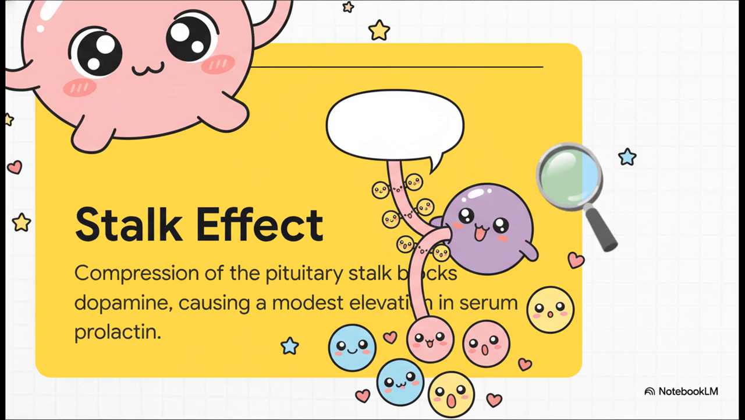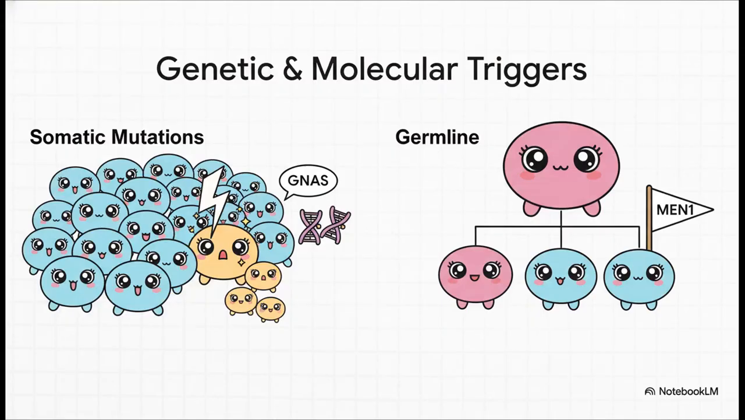But if any tumor, even one that isn't secreting anything, compresses that stalk, it blocks the flow of dopamine. The result? The brakes are off and you get a mild to moderate rise in prolactin levels. So what's happening at the molecular level to trigger all this?